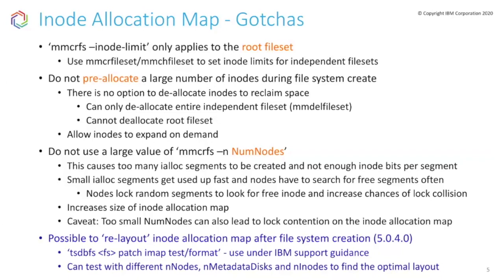Are there general recommendations for initial inode allocation?